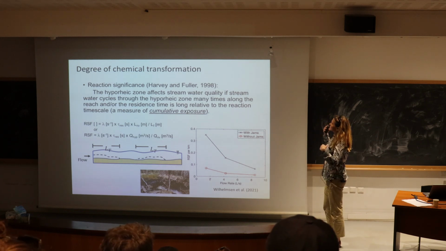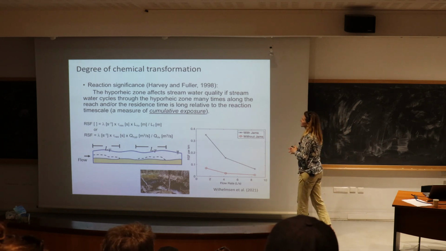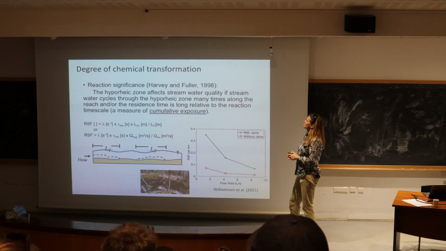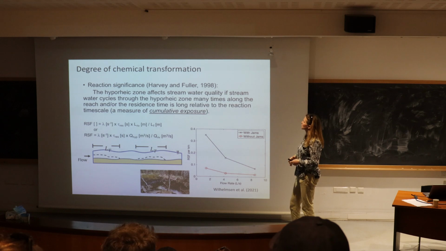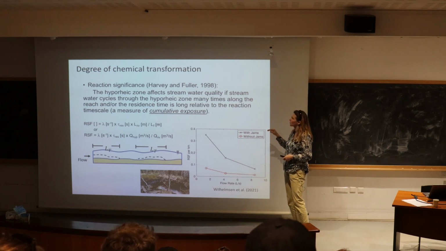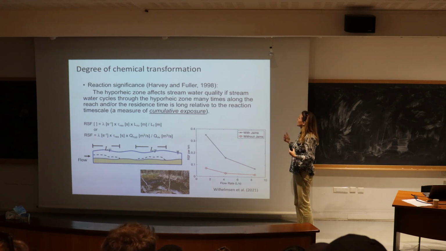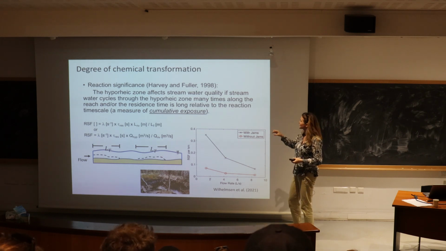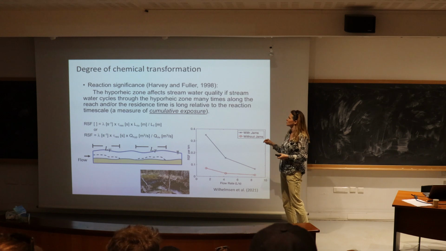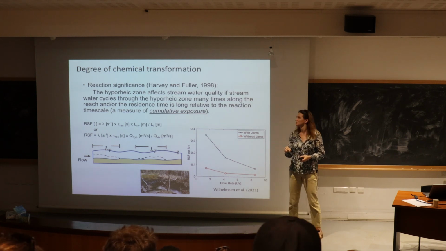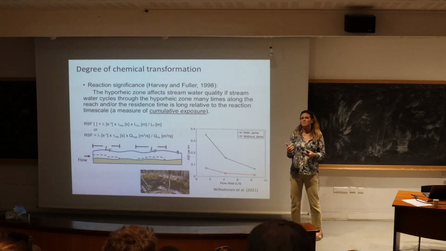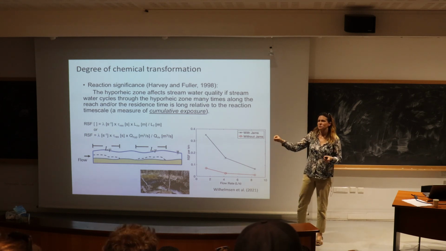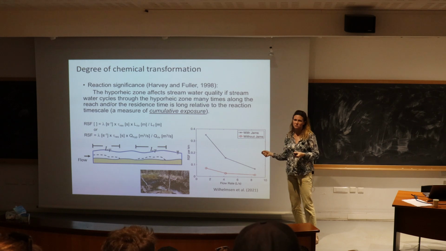So now we can put all that together to think about really how efficient our stream bed reactor is, and talk about something that we call reaction significance. So the hyporheic zone will only affect stream water quality if the stream cycles through the hyporheic zone many times along the reach, and or some combination of the residence time also being long relative to the reaction time scale. So this is essentially a measure of cumulative exposure as you go from A to B. How many times are you jumping through the hyporheic zone and how long do you spend there?